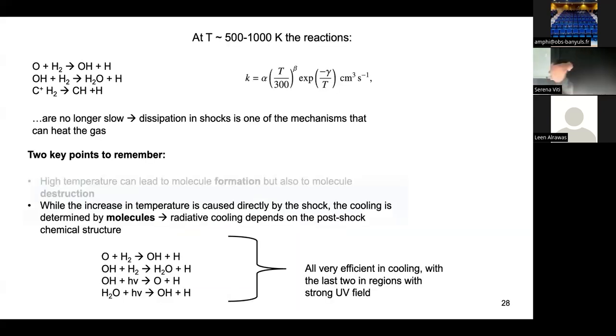So the second point that I want you to remember if you are in a shocked environment is, again, the importance of molecules. While the temperature is increased by dynamics, caused by the shock that is acting as a piston and compresses the gas and the temperature goes up, the cooling is determined by the molecules. So the reason why the gas cools, okay, is because of molecules, or mainly because of molecules.